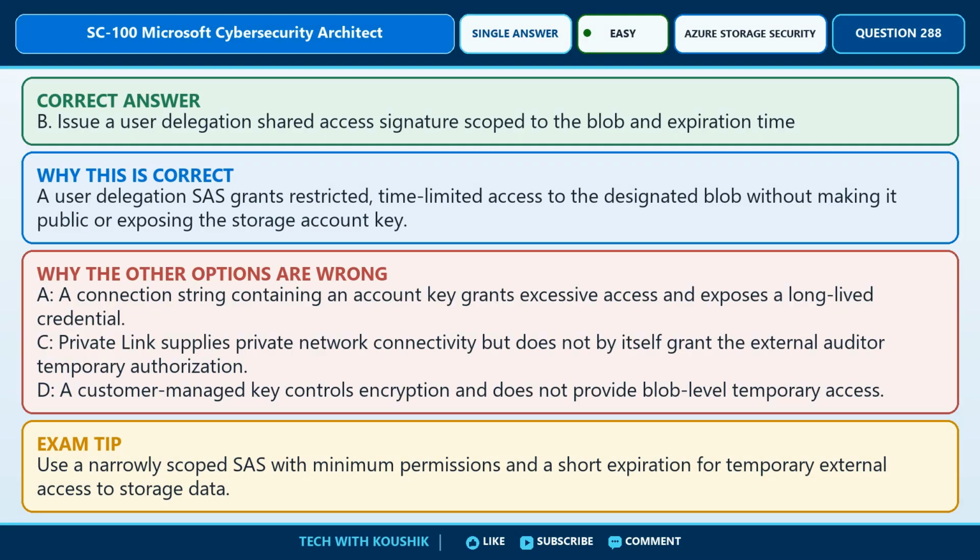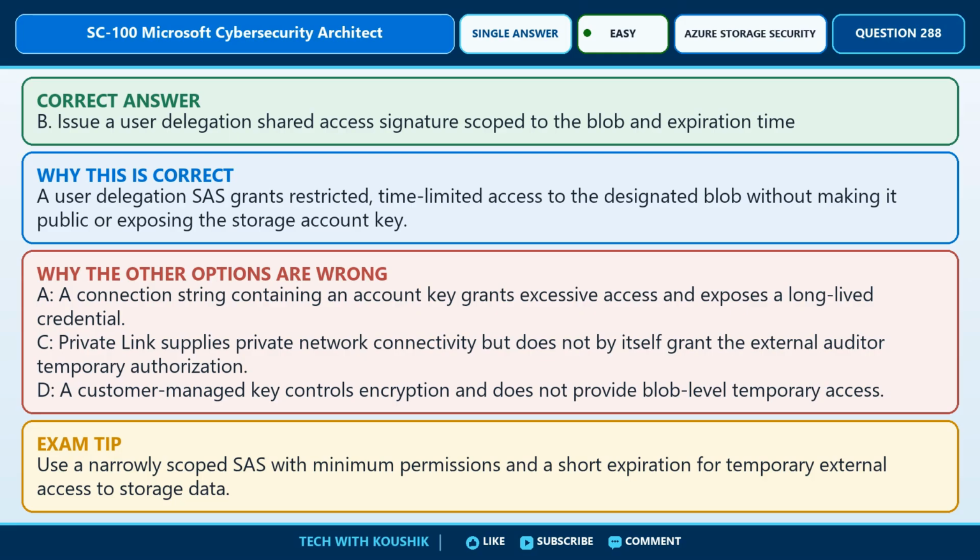The correct answer is option B. Issue a user delegation shared access signature scope to the blob and expiration time. Here's why. A user delegation SAS grants restricted, time-limited access to the designated blob without making it public or exposing the storage account key. Why are the other options not correct?